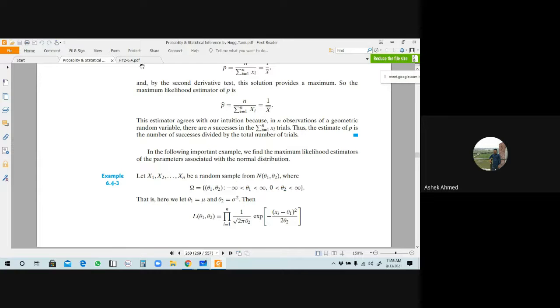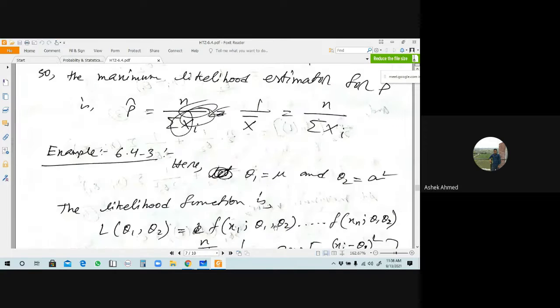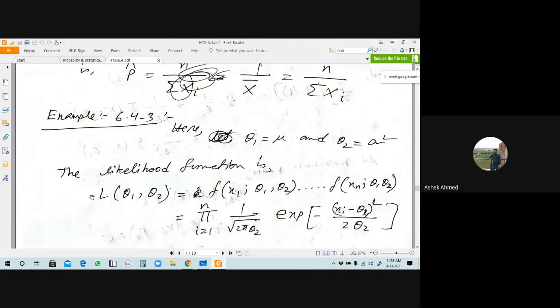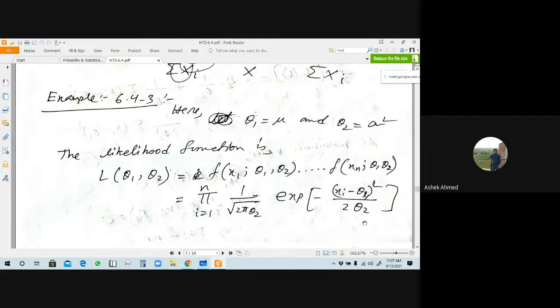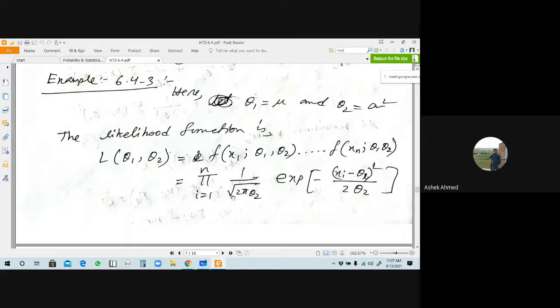In that case the likelihood function will be L of theta 1, theta 2, which is f of x1 semicolon theta 1, theta 2, into dot dot dot, into f of xn semicolon theta 1 comma theta 2. This is a product of all those functions, so you can write that directly as a product, that is, in the pi notation.